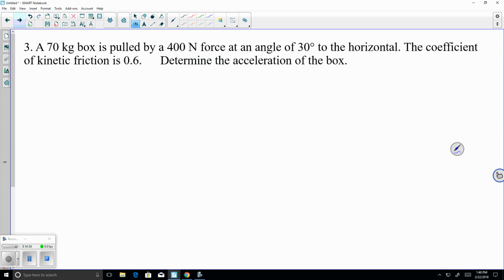In number 3, we've got a 70 kilogram box pulled by a 400 Newton force at an angle of 30 degrees to the horizontal. Coefficient of kinetic friction is 0.6. Determine the acceleration of the box. Okay, so start out with a force diagram. Add a box. I'm going to switch back to black here.